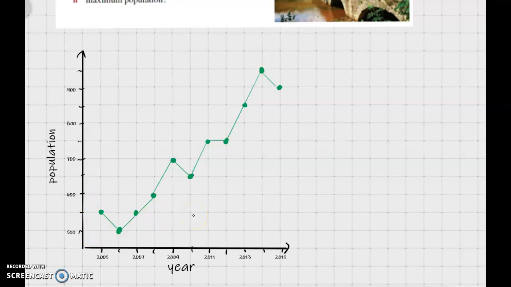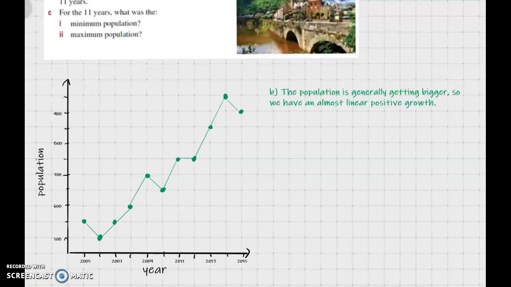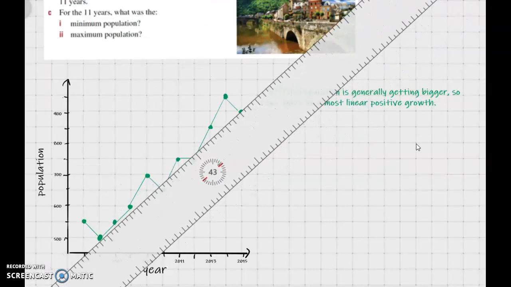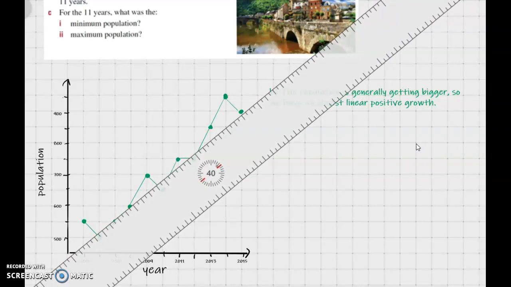Now that we have it, we can look at it and we can see a definite trend, which is what question B was about. And while you have a little bit of up, down, the general trend is population is getting bigger. So you'd say something along that line. So for mine, I ended up typing the population is generally getting bigger. So we have an almost linear positive growth. And linear, of course, means a straight line. So if you imagine I would take a ruler and follow generally the trend, you can see it's a bit wobbly, but it sort of follows a line upwards. So that's what we mean by linear. And positive growth means it's getting bigger.